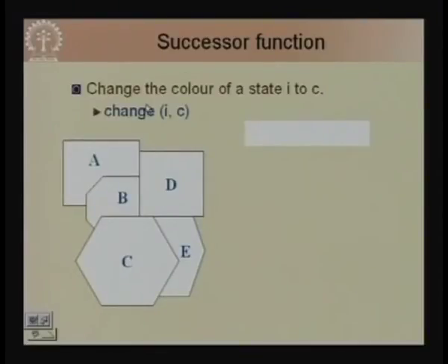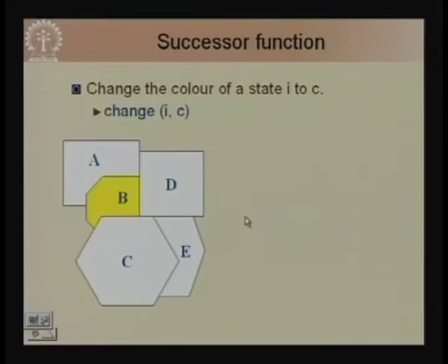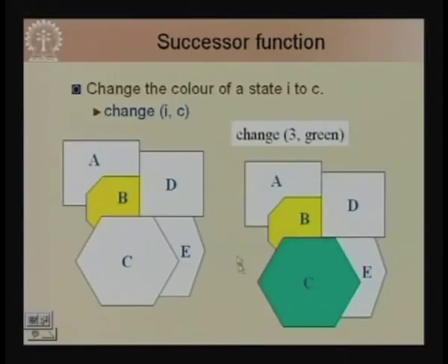Now, what are the different operations that we can apply to the state space? For example, this is a particular map. We can apply the following operator: change 2 to yellow, that is change region 2, that is B, to the color yellow, and as a result we get this state. Now, on this state, if I again apply the operator change 3 to green, we get this state. So, this is the state space representation of the graph coloring problem.